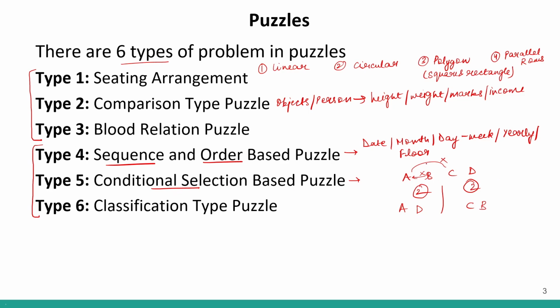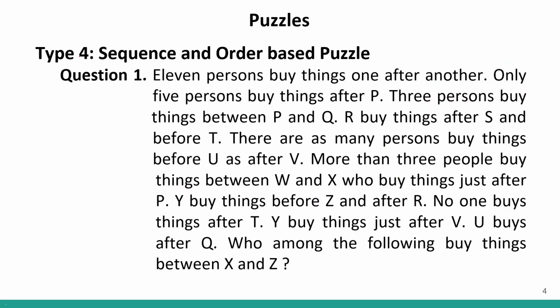We did selection based on certain conditions. And then we have classification type. So classification type, we have, for example, 4 people wearing 4 types of colors, going to 4 different places. We have more than 2 variables or sometimes even 2 variables, and we have to classify them. So these are the 3 types of questions that today we will discuss in detail. Okay. So let us start with type 4, sequence and order based puzzle. Based on this puzzle, we might have 1 or 2 questions or even 3 questions. So let us first solve this one.